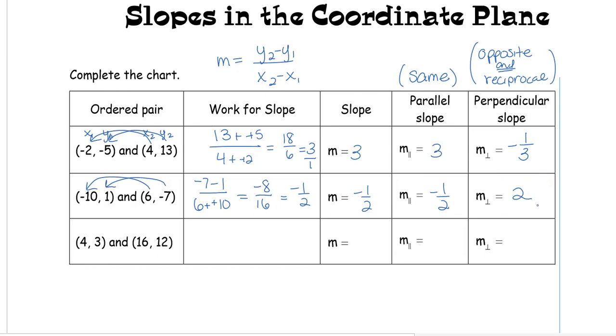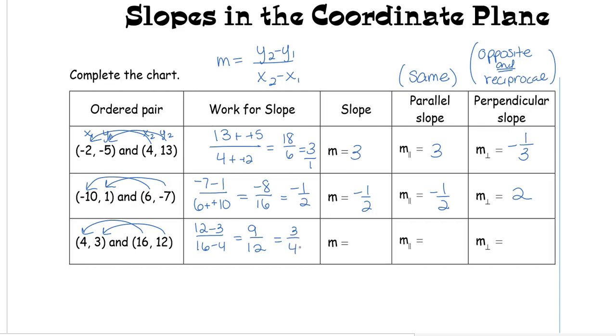Last one. Why don't you press pause and see if you can find the slope correctly. So go ahead and press pause and do your slope formula. Find the slope between these 2 points. See how you did? We've got 12 minus 3, 16 minus 4. That should have left you with a 9 over 12. You want to make sure that you reduce that down. So if you got 3/4, you are good to go.